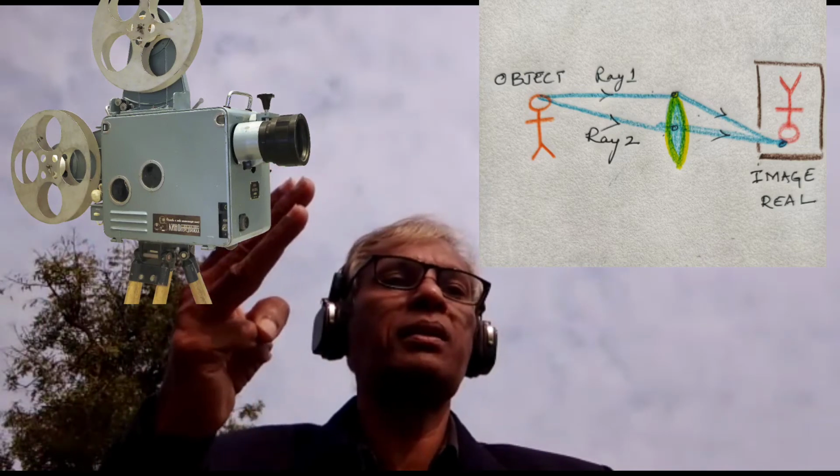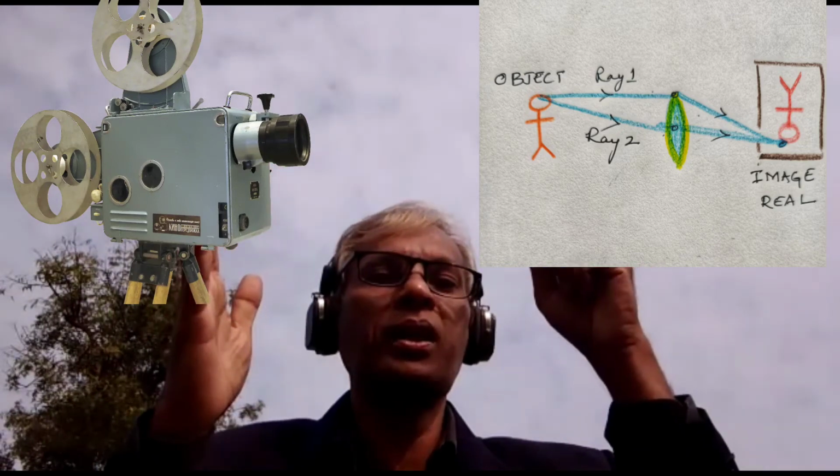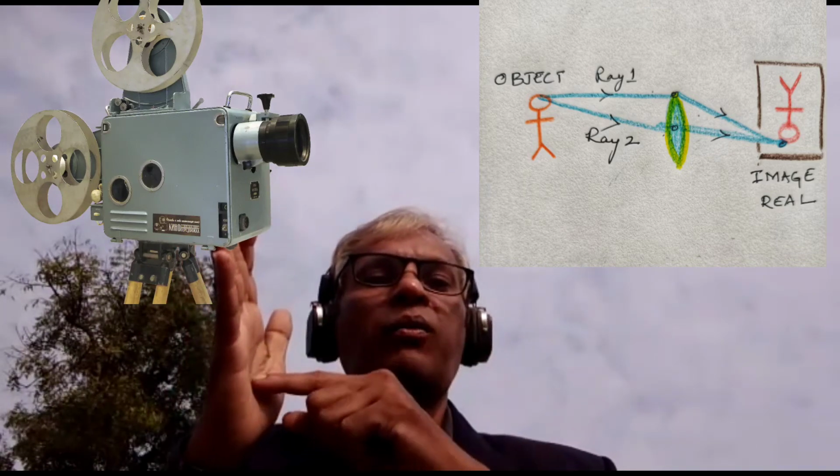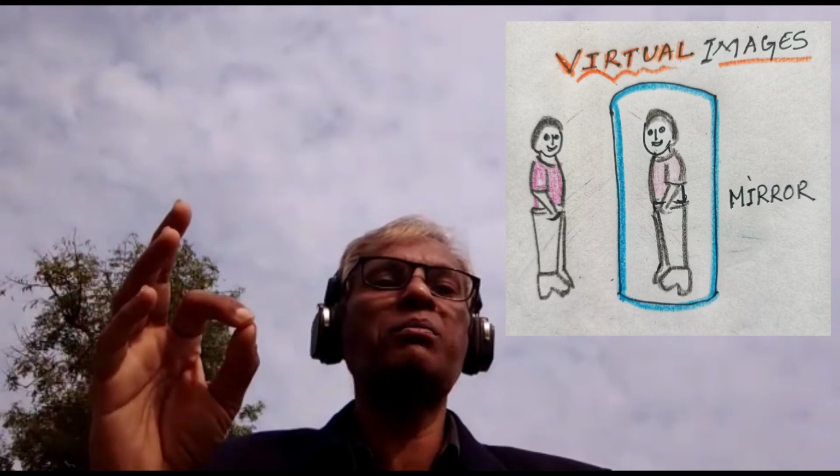So three points you have to remember in a real image. It is formed when two light rays actually meet at a point, can be obtained on the screen, and second, it is always formed inverted. Next, we can understand what a virtual image is. It is formed when light rays appear to meet. So a virtual image, they are telling, is formed when the light rays appear to meet, but they are not meeting there; it only appears to be meeting. So that type of image is called a virtual image.